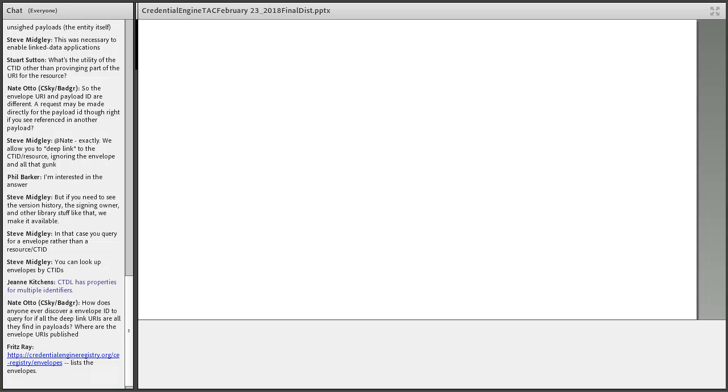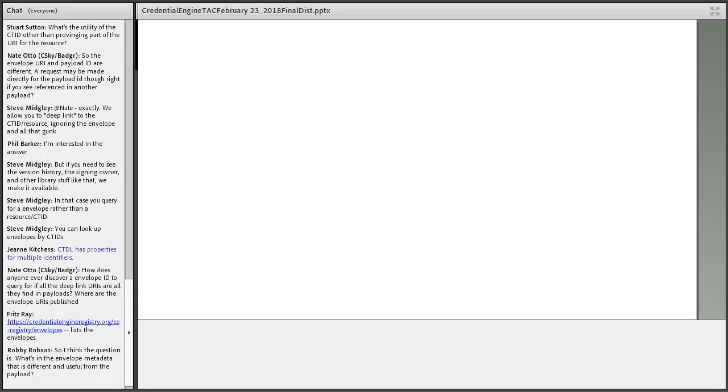Now, we could include, and this would be an optional feature, I don't think we have done this, an additional piece of metadata in that resource payload that says the envelope is here, if that's useful to have a linked data pathway. Sure. So there are multiple envelopes over time for the same CTID. There are multiple versions of the same envelope, to be clear. So we version the envelopes. I think Nate is going to show that in just a moment.